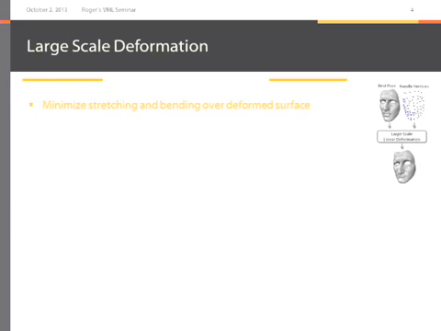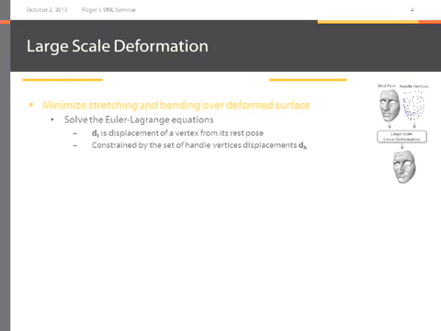So now for the details in this large-scale deformation. The main idea is that given a set of constraints, which are the handle positions, they want to minimize the stretch and bending of the surface. So it keeps the original stretch and bending of the rest pose. This is similar to solving the Euler-Lagrange equations. First we have to consider what we want to solve, which is the displacement of a vertex from its rest pose. And what we have as input information is the constraints, which are the displacements given by the user or the motion capture.